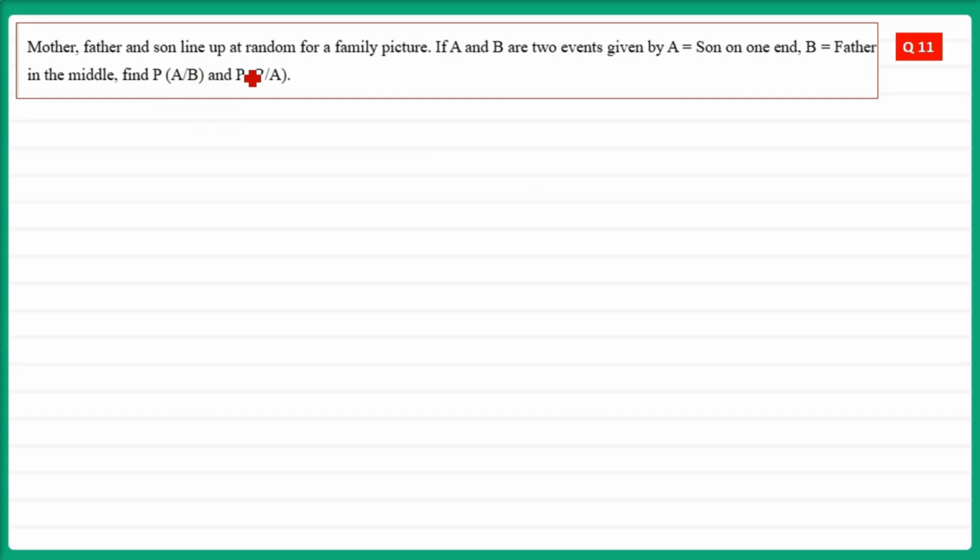Mother, father, son line up at random for a family picture. So let's make a representation of them. Just to let you know, first one, second one and third one, so these three positions are random. Anyone can stand anywhere. If A and B are two events given by A: son on one end, B: father in the middle, find P(A|B) and P(B|A). So this is mother, this is father, this is son.